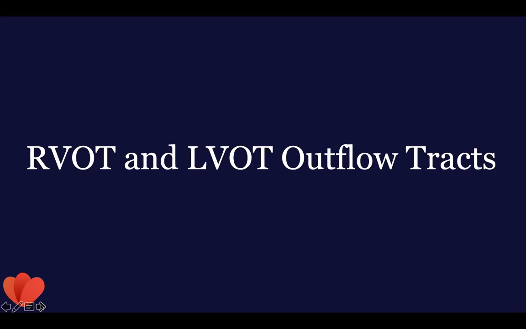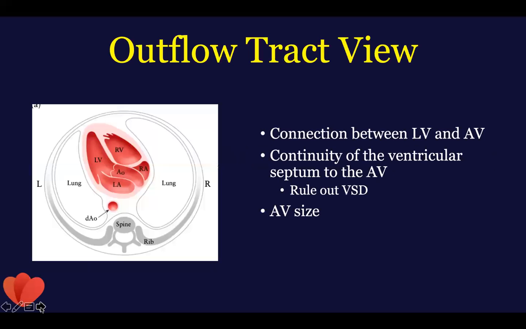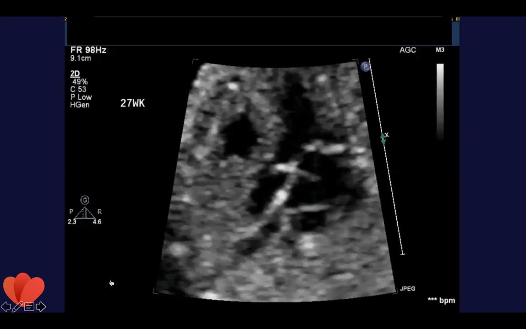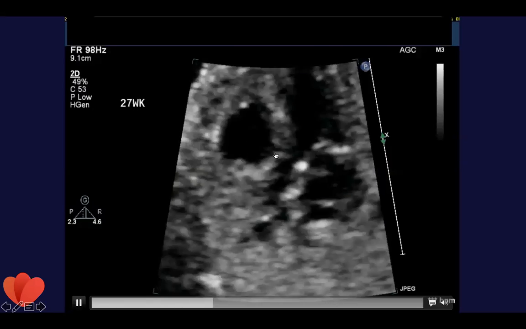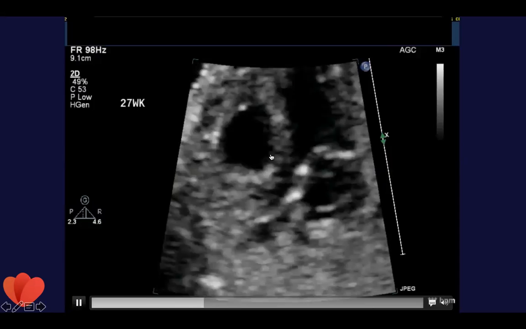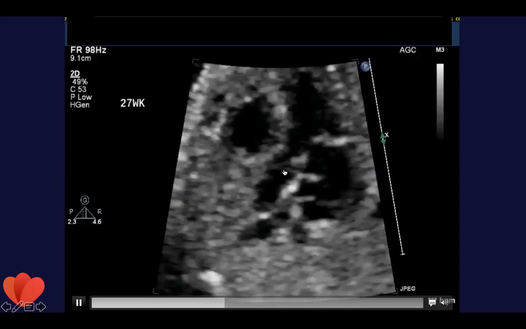And now our last view that I think is also important is the RVOT and LVOT tracts. So again, looking at your 4-chamber and then tilting anterior to get to the aorta, you can nicely see the valve, get the diameter of the aortic valve, and look for ventricular septal defects when looking at the LVOT. Here's an example of that. You can see here's the aorta, here's the ventricular septum, and you nicely see no holes. So this is normal, the leaflets look thin.